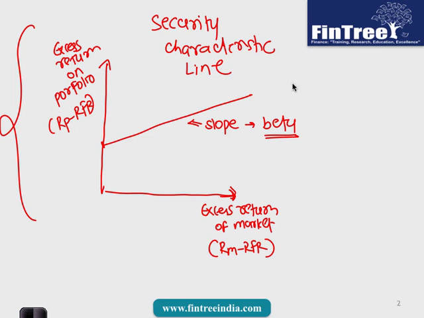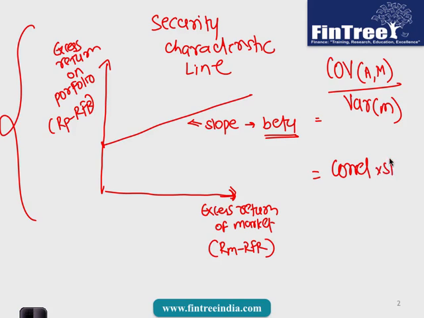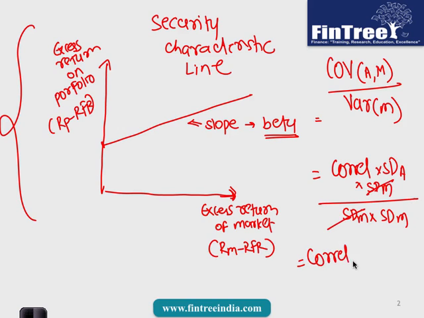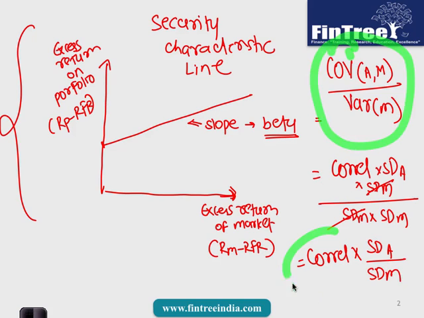There is also a direct formula for beta calculation. The direct formula is covariance between a particular asset A and market M divided by variance of market M. But in quant we learned that covariance is same as correlation into standard deviation of A into standard deviation of M, and variance is standard deviation of M into standard deviation of M. So we can eliminate standard deviation, and that will give us a new formula, which is correlation into standard deviation of asset A divided by standard deviation of M. So these are the two formulas you need to know, and both formulas will get you the same answer.